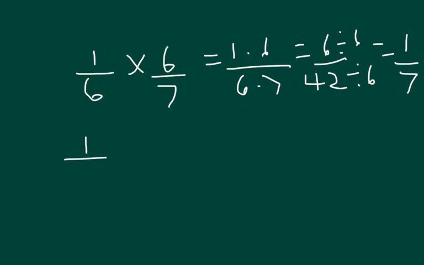However, much quicker and more beneficial for you in the long run is to examine the numerators and denominators before you start multiplying. You notice there's a 6 in each one of them.